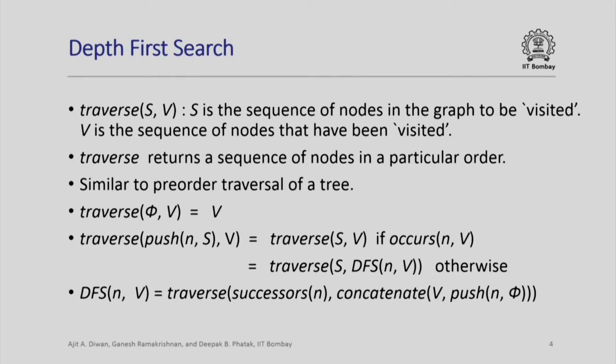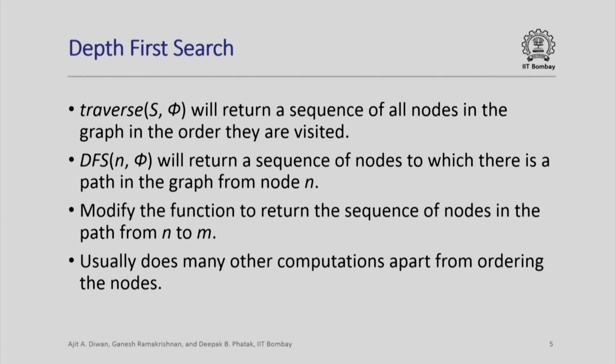Essentially, we keep expanding the set of visited nodes. Every time a new node is found which is unvisited, we start a depth first search function from that. All that depth first search does is it adds this node to the set of visited nodes, and it calls depth first search for the successors of itself. So, traverse S comma phi.